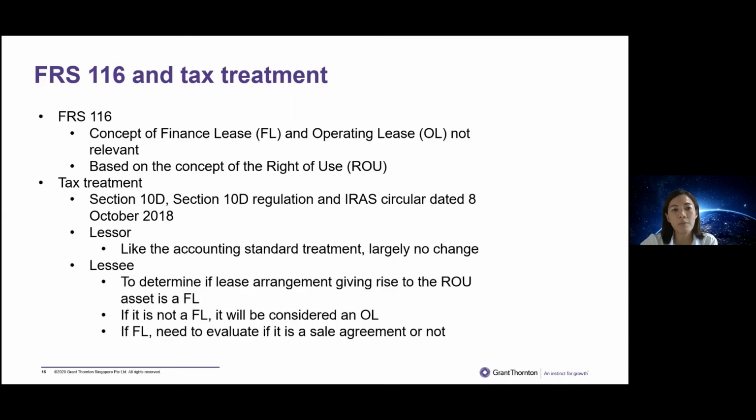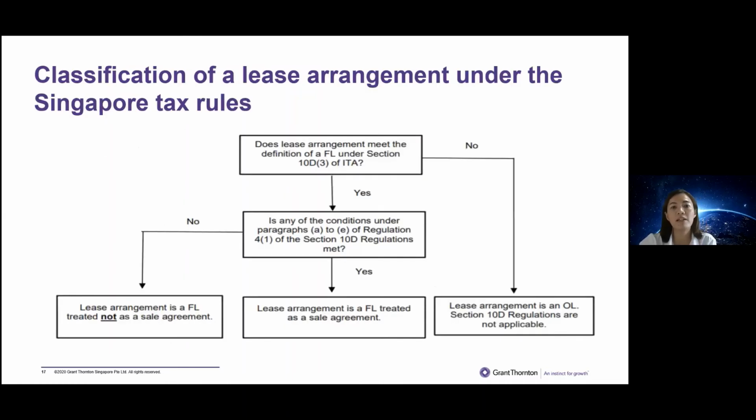The next slide depicts the tax classification of a lease under our Tax Act as well as the regulations. For tax purposes, when you first get a lease agreement, the first question we need to ask is whether it's a finance lease, and the definition is provided under Section 10D, subsection 3 of the Income Tax Act. I'll give you the definition in the next slide later. If it's not a finance lease, then very clearly the lease is an operating lease, meaning the lessee is incurring rental expense and the lessor has the ownership of the asset.